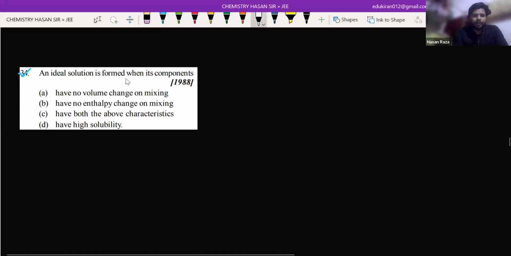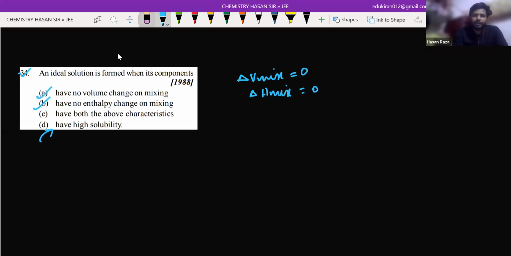An ideal solution is formed when its component have no volume change on mixing, have no enthalpy change on mixing, have both above character, have high solubility. No, this will not be the criteria. As you can see, delta V mix in ideal solution equals zero, and also delta H mix is equal to zero. So this and this option is correct, and we go for only one option which is correct: have both the characteristic, which is A and B. Is that clear, Tharif?